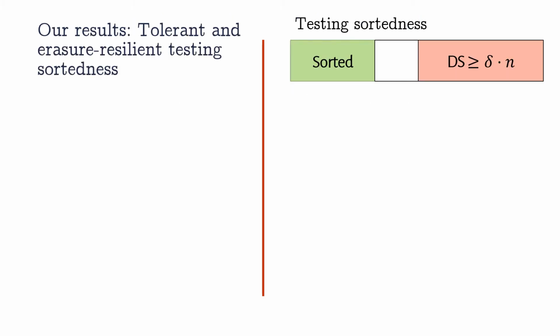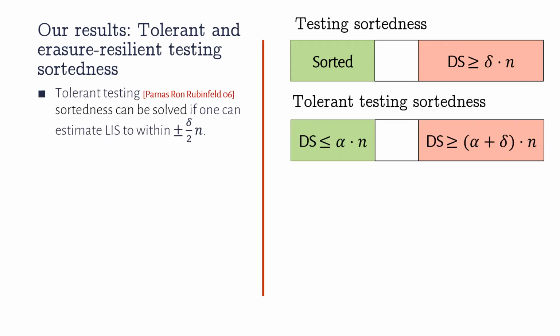We now discuss some consequences of our results to tolerant and erasure resilient testing of sortedness. We already saw what testing sortedness means. Tolerant testing is a related model introduced by Parnas et al. In tolerant testing of sortedness, the problem is to distinguish between the case that the distance to sortedness is at most alpha n from the case that the distance to sortedness is at least alpha plus delta n, for parameters alpha and delta. And this problem can be solved if one can estimate LIS to within plus minus delta over 2 n.